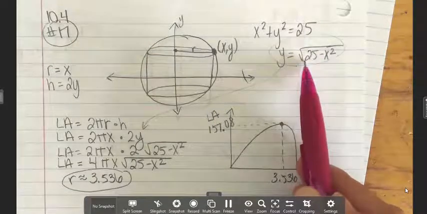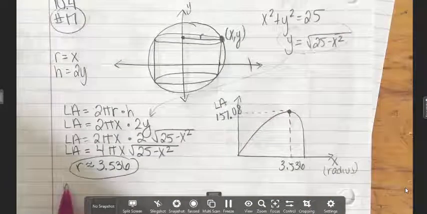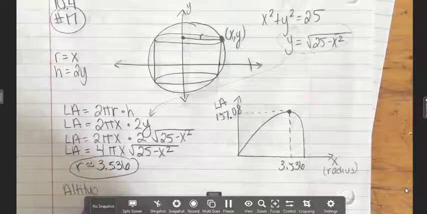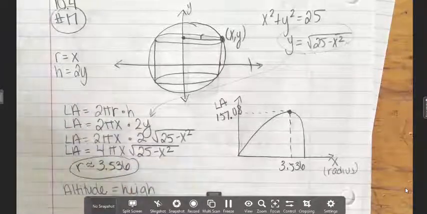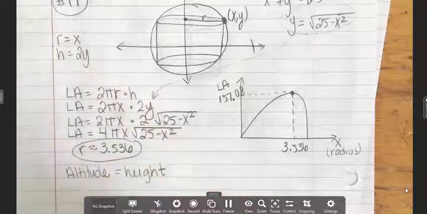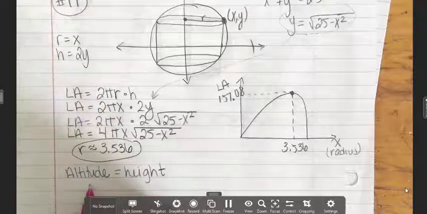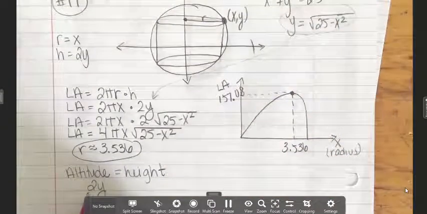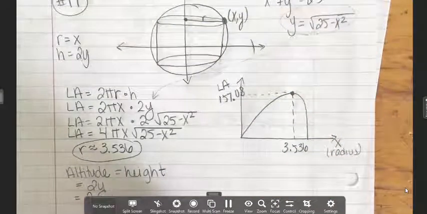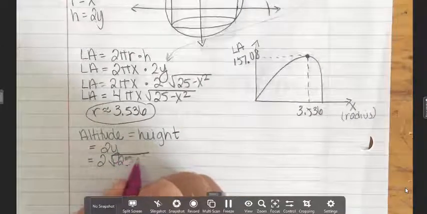And we have to double that. Our altitude is going to be double that. I've gone over that already. Okay, so the altitude here is the same as the height. Remember, we decided that our height was 2 times y. Well, y is actually that, so I'm going to say that's the same as 2 times the square root of 25 minus x squared.